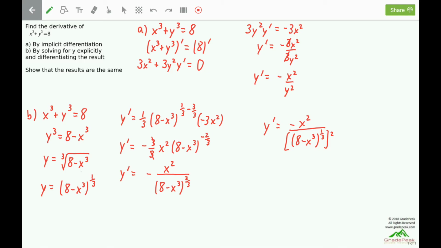The reason we do that is that 8 minus x cubed raised to the 1/3 power is y. And we can replace that now with a y, and we have negative x squared over y squared. And therefore, the derivative is also negative x squared over y squared, which is exactly the result we have in part A. So these derivatives are exactly the same.